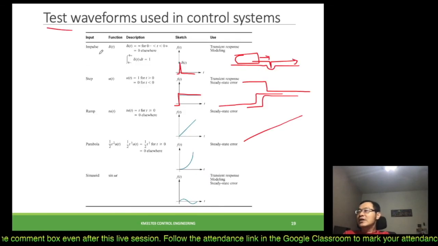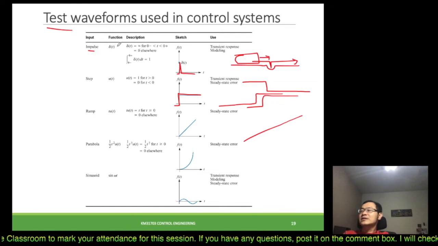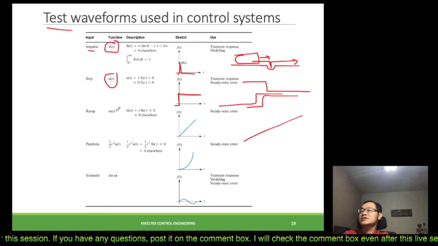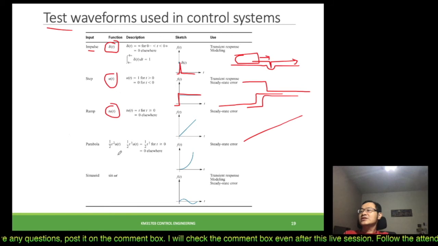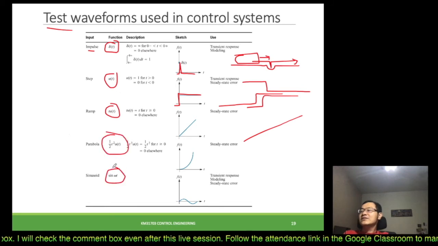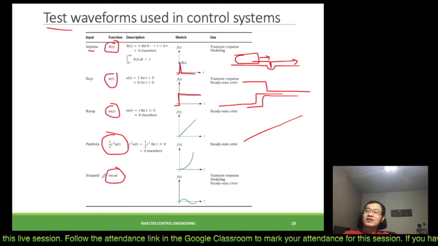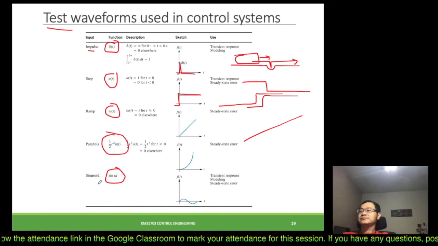Okay, before I forget, each of these input impulses is represented by these functions, right? So just remember, these functions are the mathematical representatives of these different types of input, okay?